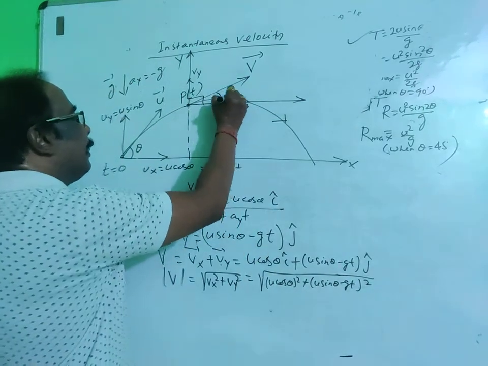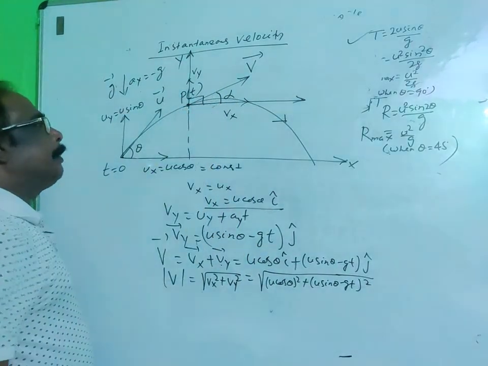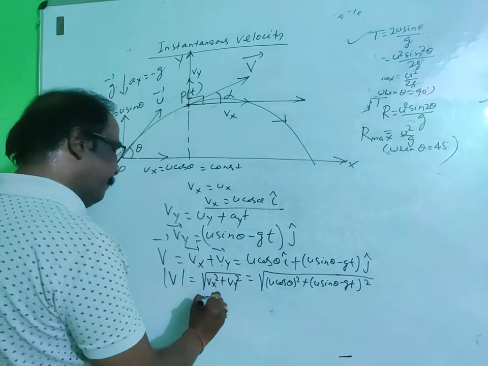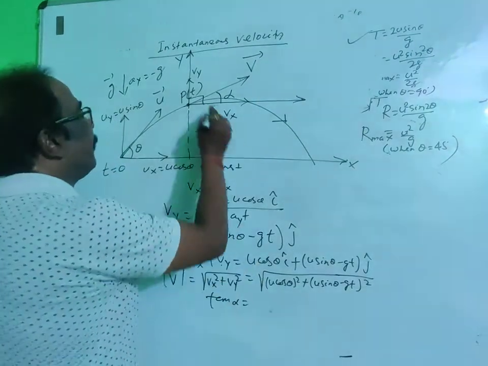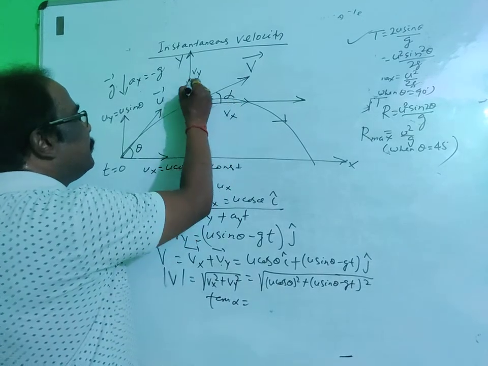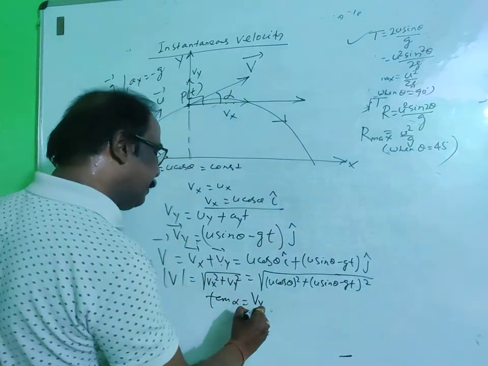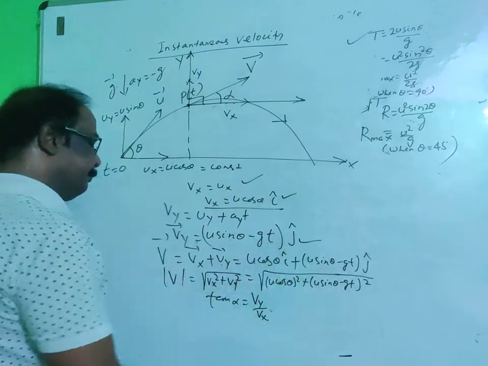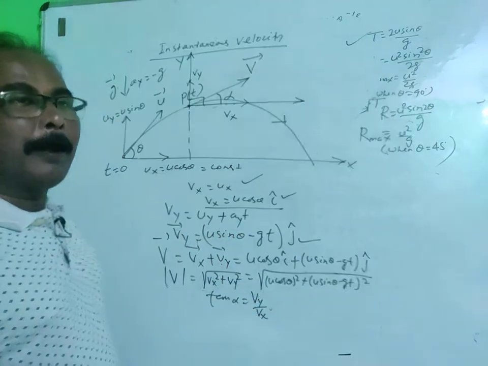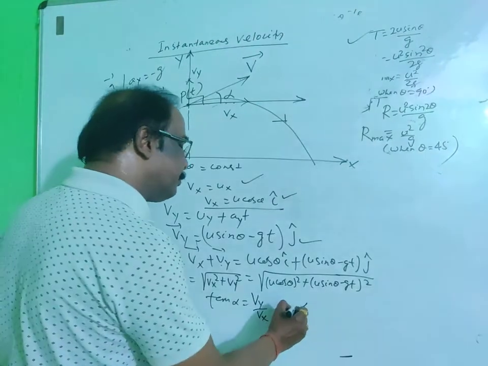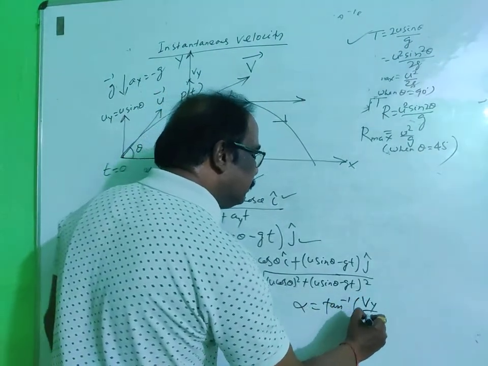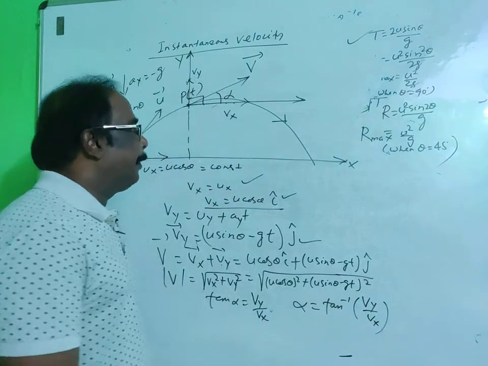And the angle: let the resulting velocity v make an angle alpha with the x axis. Then tan alpha, very easy, is perpendicular upon base, vy by vx. Then putting the values of vy and vx, you can calculate tan alpha, and accordingly alpha is equal to tan inverse of vy by vx. Okay.